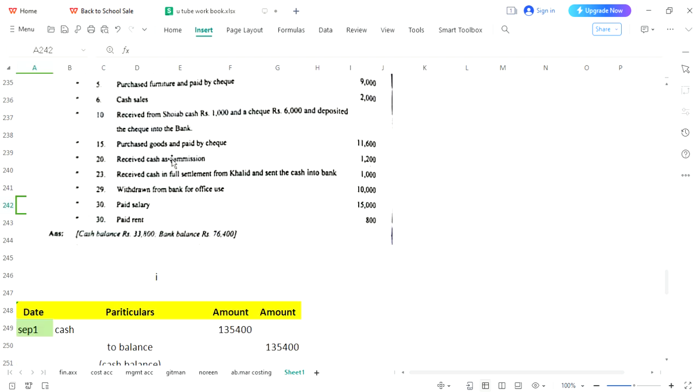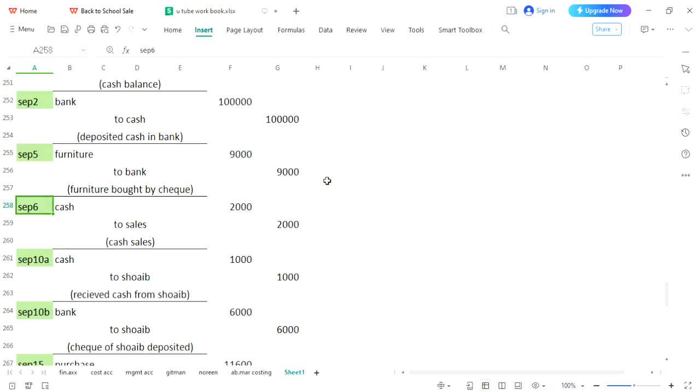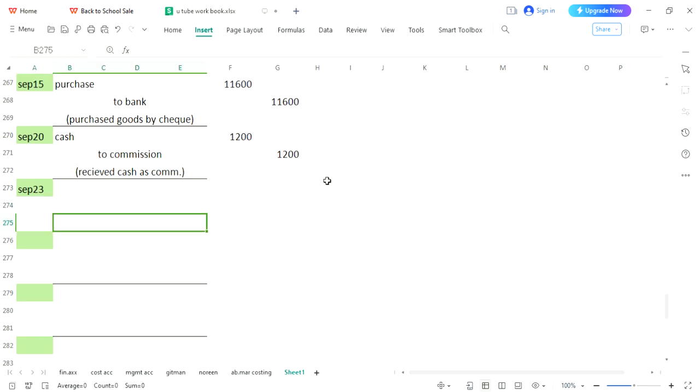Alright guys, let's see what September 23rd is saying. Received cash in full settlement from Khalid and sent the cash into the bank. It means you have received cash and deposited into the bank immediately. So you will write cash deposited in bank. I am again writing a short narration, as you have received cash from Khalid and deposited into the bank.